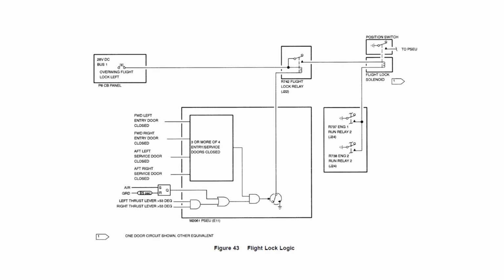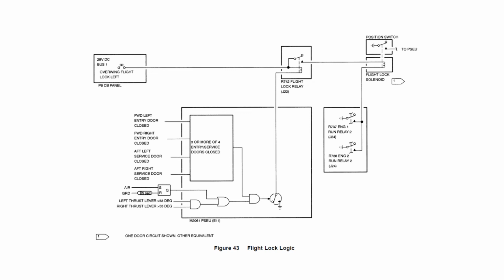So we know then if the flight lock solenoid is energized, that means the door is locked and we can't open it. So let's see how we can get that flight lock solenoid energized. Looking at the left-hand side of the picture where we have our power supply, we've got a power supply on the P6 circuit breaker panel with the circuit breaker identified as Overwing flight lock left. Obviously there's a similar one for the right-hand side.